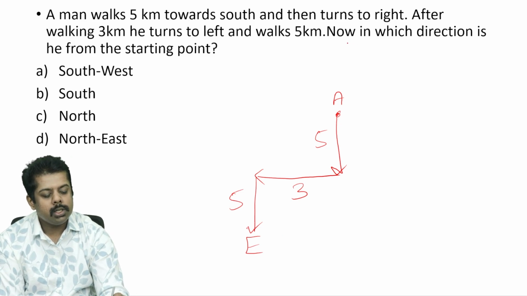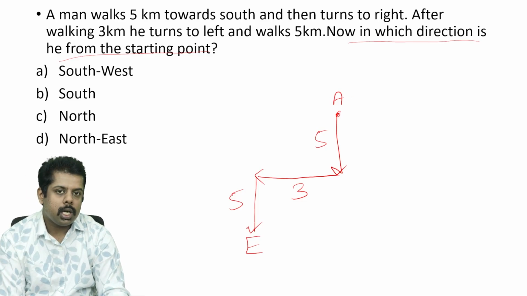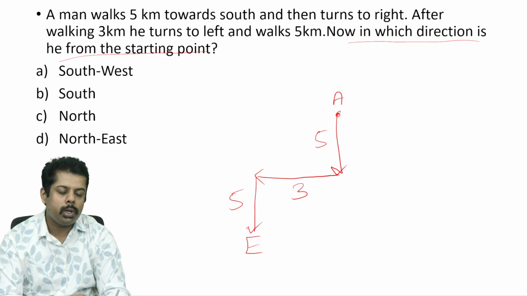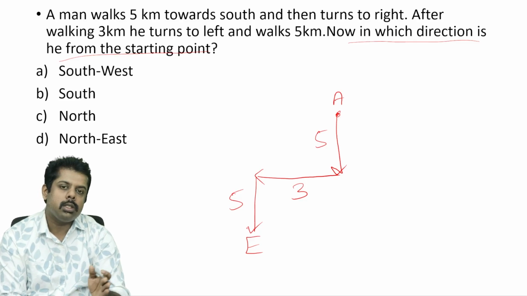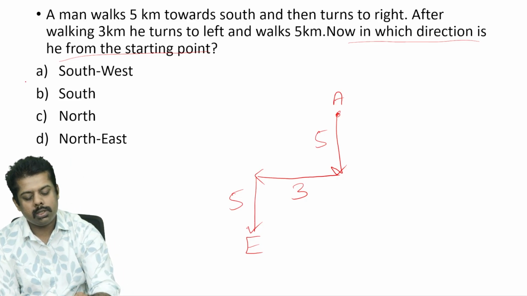This is the ending point, as you can see. Now what is the question? In which direction is he from the starting point? With respect to the starting point, in which direction is he? As we can see, he is below, so south is okay. But he is slightly towards the left. So the answer has to be southwest.